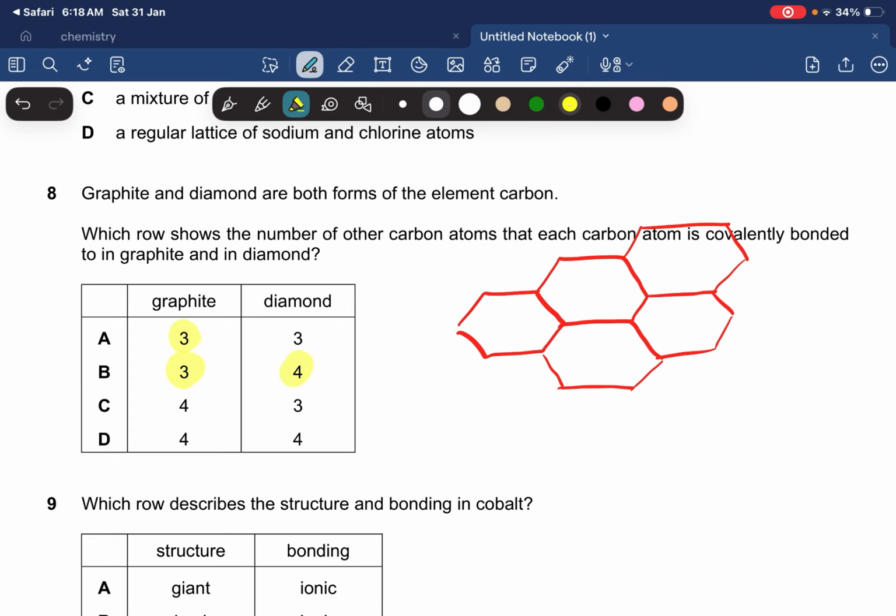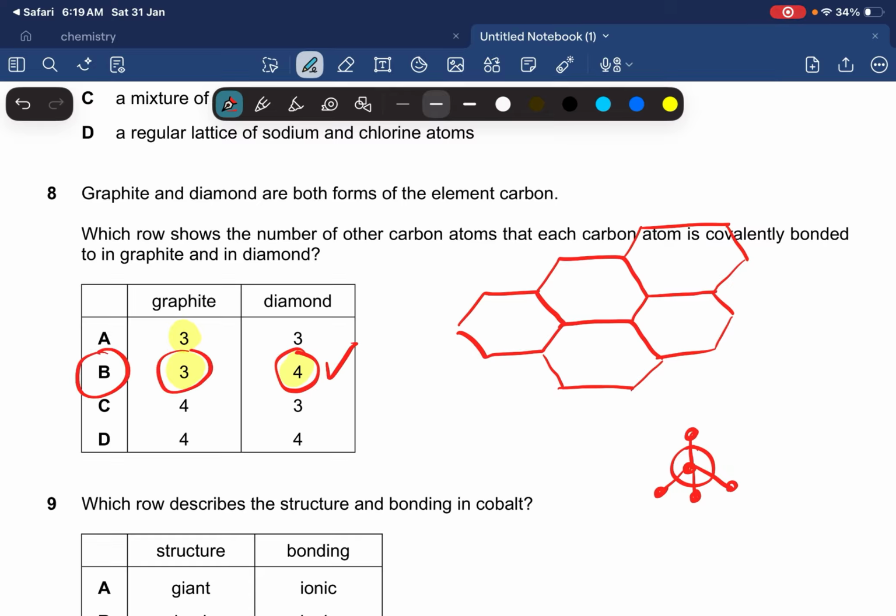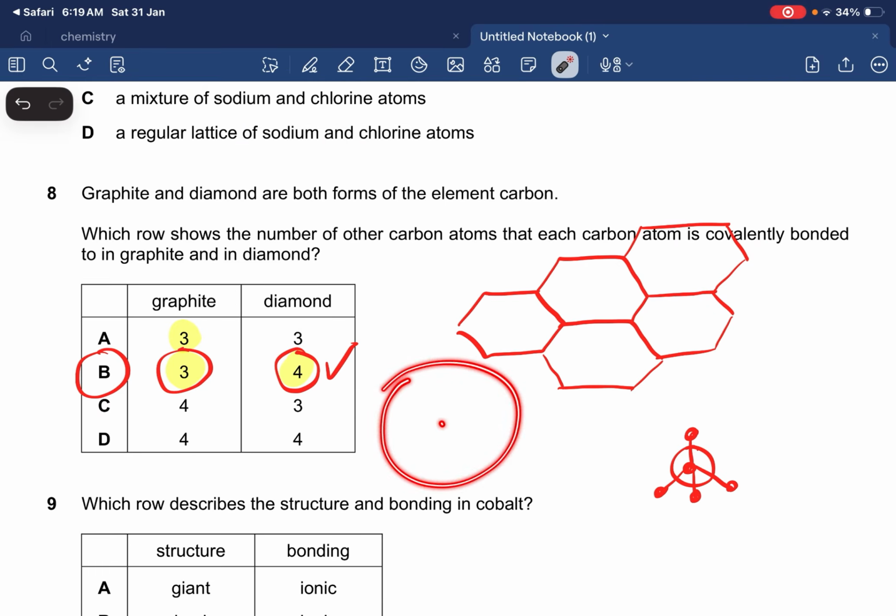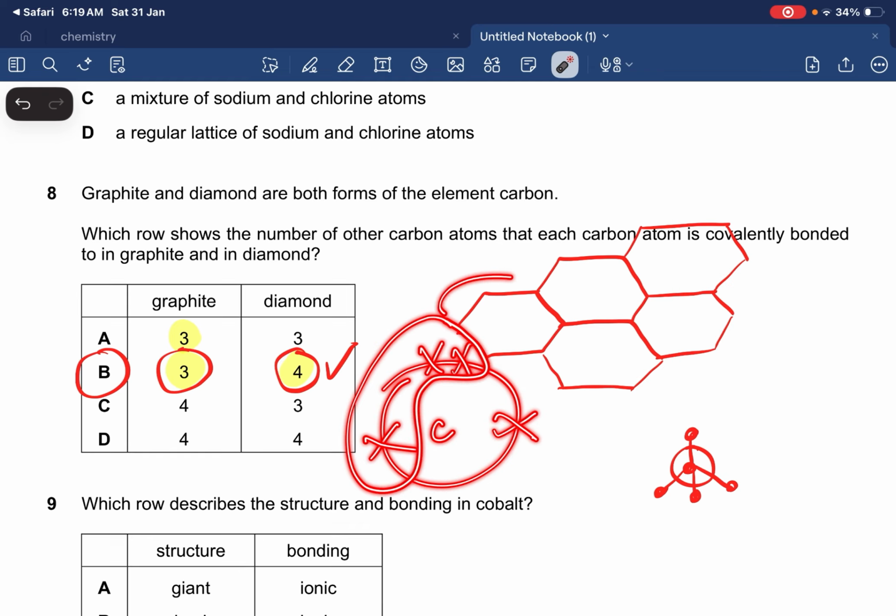So in graphite, each carbon atom is bonded to 3 other carbon atoms. And in diamond, I don't think there needs to be any misconception about it. In diamond, each carbon atom is covalently bonded to 4 other atoms. So in diamond, there are no delocalized electrons because all the outer electrons of carbon are involved in covalent bonding. But in graphite, there's a 4th delocalized electron, because carbon has 4 electrons in its last shell, 1, 2, 3, 4, and 3 of them are involved in forming bonds. So this last delocalized electron can move through the structure of graphite to conduct electricity.